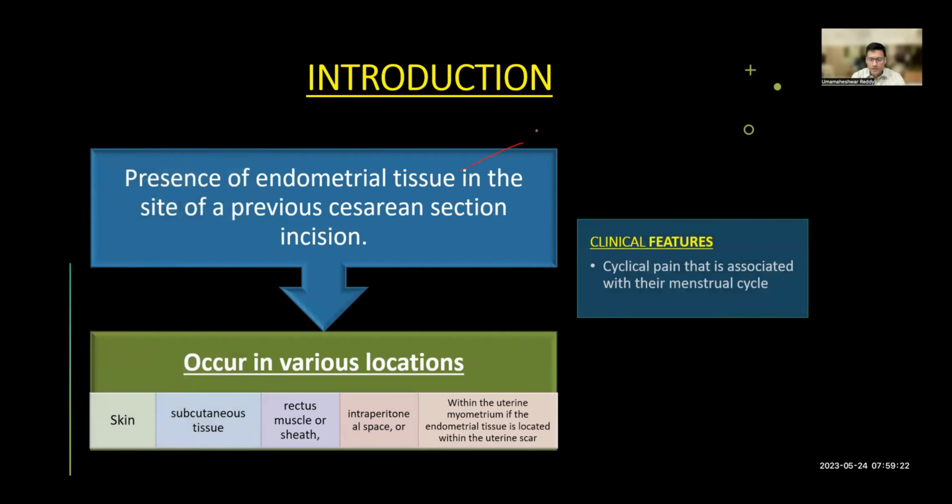Presence of endometrial tissue in a previous C-section scar is called scar endometriosis. You can see it in skin, subcutaneous tissue, rectus muscle, rectus sheath, and it can extend into the intraperitoneal space. Myometrium at the site of the uterine scar, you can also appreciate scar endometriosis. They give a typical cyclical pain with the menstrual cycle.